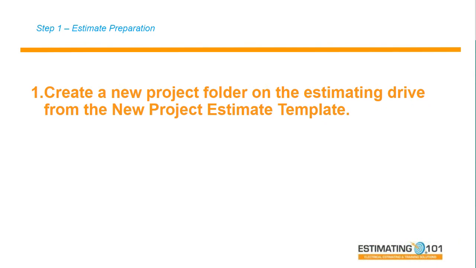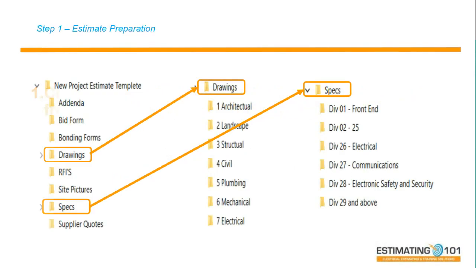So the first thing is you want to create a project folder on your estimating drive with a new project template. Templates are a great way to save time, and I'll show you a layout that I've used for years. So we're going to create this template, copy and paste it, then rename it and give it a new project name.